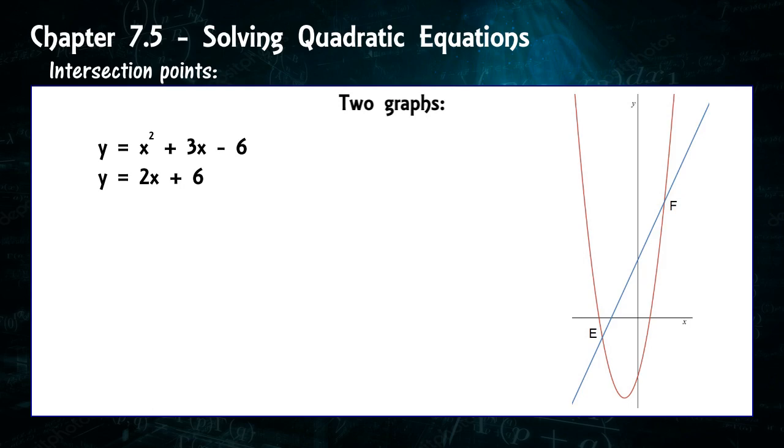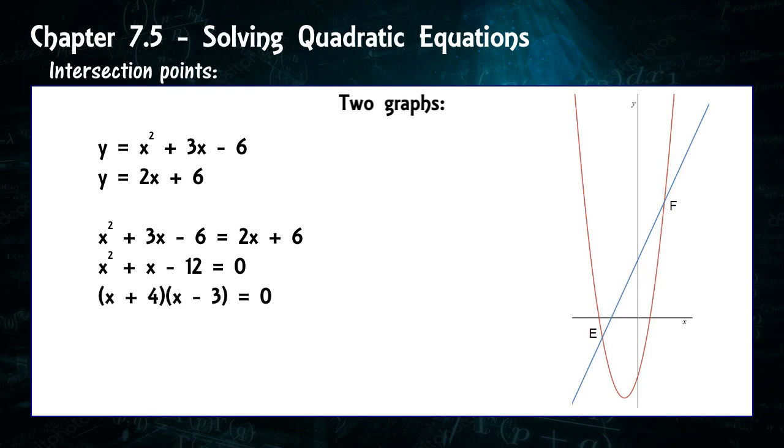Found the coordinates? If done correctly, you should have started with the equation x squared plus 3x minus 6 is equal to 2x plus 6. You then must have set the right-hand side to 0 to receive x squared plus x minus 12 is equal to 0. And by factorizing, you should have found the solutions x is minus 4 or x is 3.